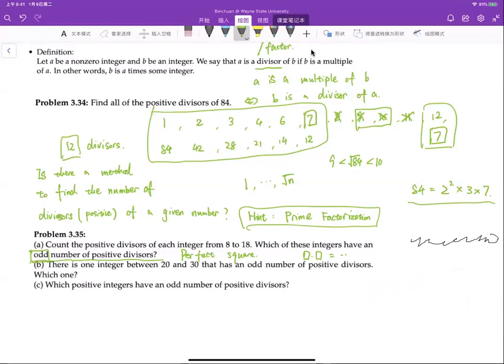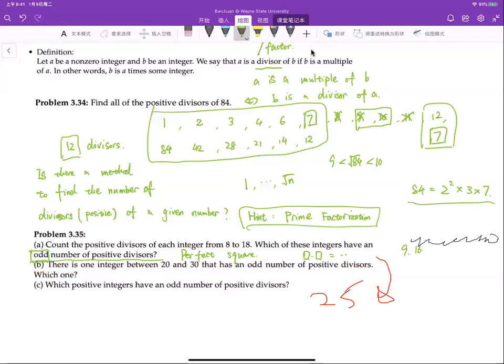B, so there is one integer. Oh, we haven't answered question A. Is there any perfect square between 8 and 18? Yes. What are they? 9 and 16. Good, so they are 9 and 16.